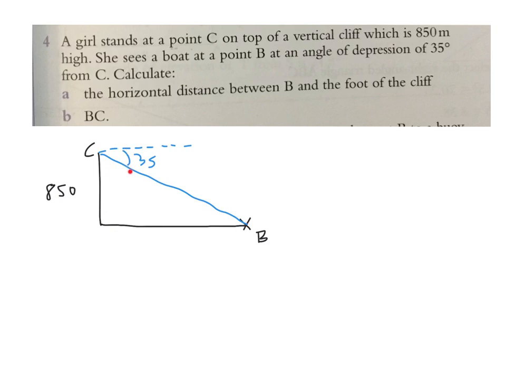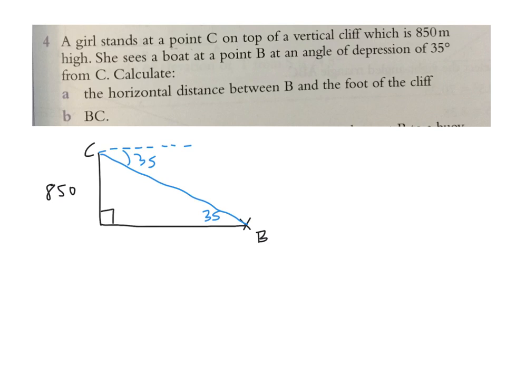So if we know that's 35, we could also work out that angle in there, or indeed this angle in here, just whatever you want. I'll go with this Z shape, so the angle here would also be 35. The angle of elevation from the boat to the girl is 35. And we've got a right angle with the cliff and the sea.